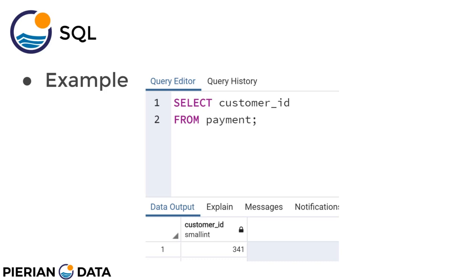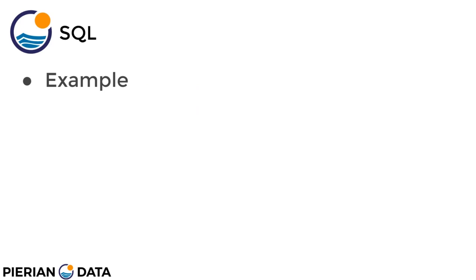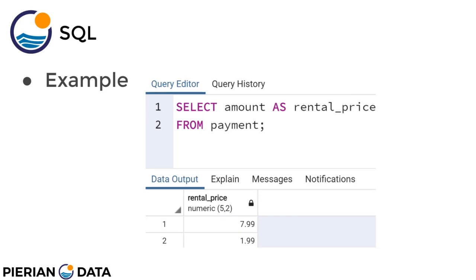Let's see some examples. This is the way it classically works, where we say SELECT customer_id FROM payment. And notice that the column name is the same in the data output below. We see customer_id. Now let's see what happens if we were to use the AS statement. So here we're saying SELECT amount AS rental_price FROM payment.